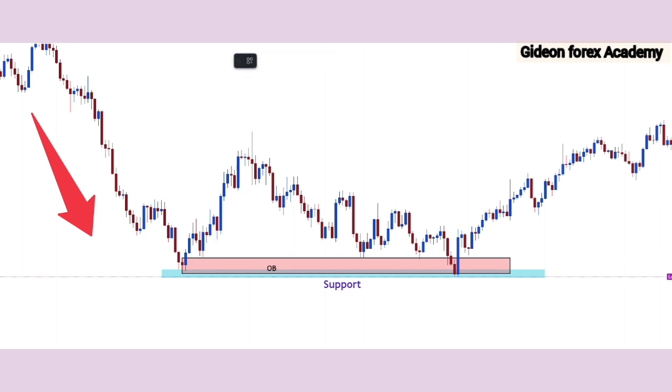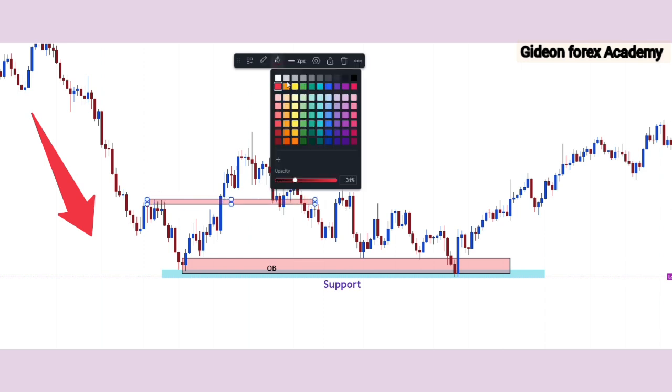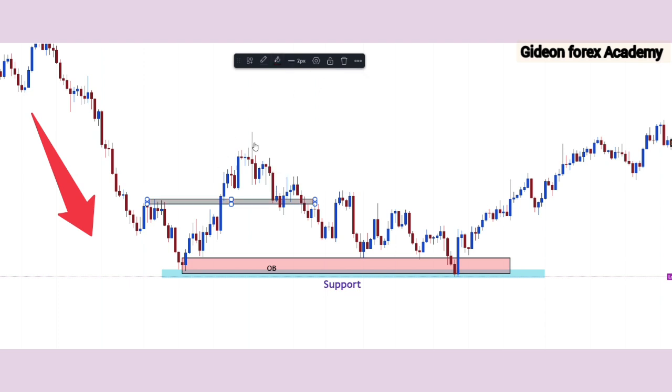Why do I say it's a change of character? This is the previous price here. It has broken above these previous highs. This price here, it has broken above that. It has created a new high price. This is the old price here, and this is the new price here. It has formed a new price.